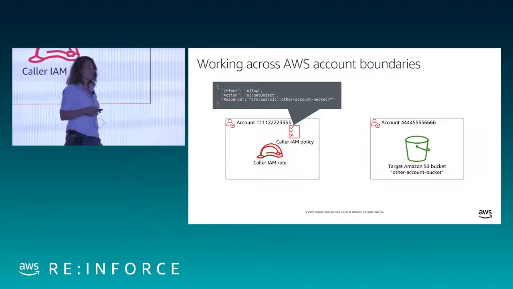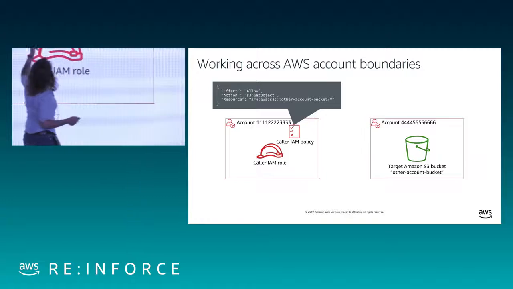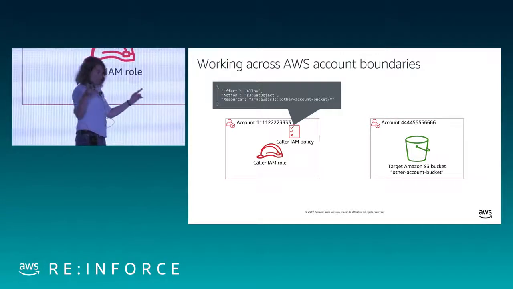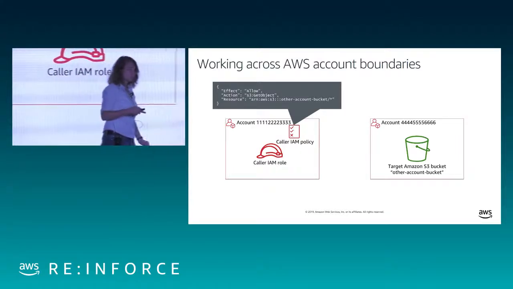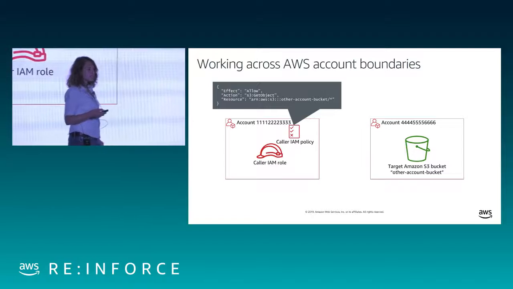Okay, so how do I do this? Well, we just talked about how to write an IAM policy, right? So, okay, let me write a policy like this. Allow S3 get object, and I'll put the S3 object's ARN in there. Is this going to work? What do we think? Should this work?